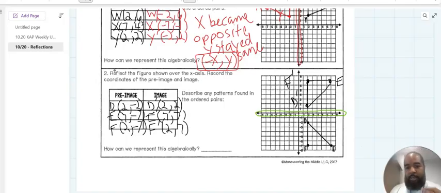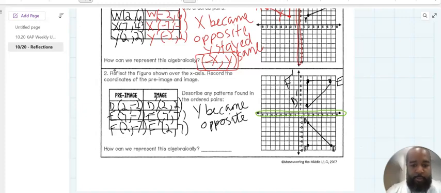Algebraically, well, before I get to algebraically, what happened here? My y values went from negative to positive. So in this case, I would say the y became opposite, and x stayed the same.